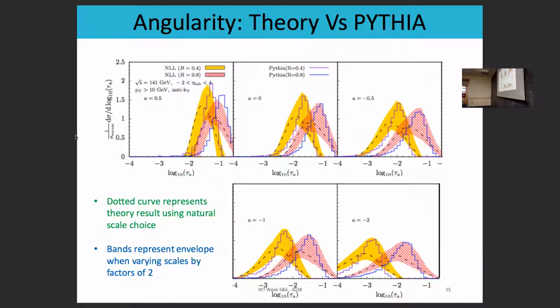Sorry to interrupt again. I think we also want to point out that if there is an underlying event, there is initial state radiation, there is multi-particle interaction. None of this is in groomed theory. There's no grooming here.